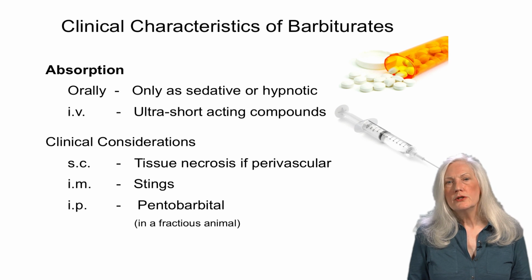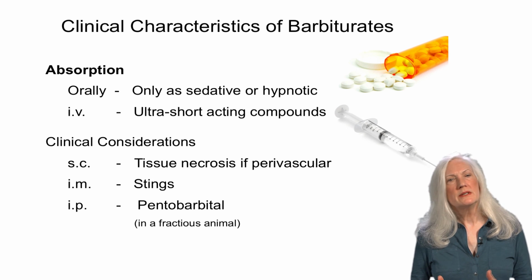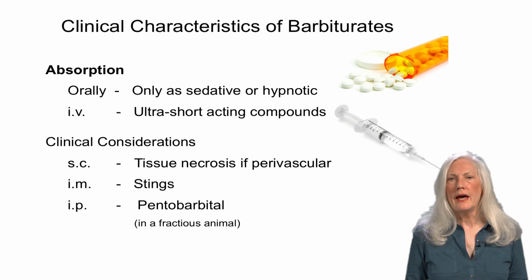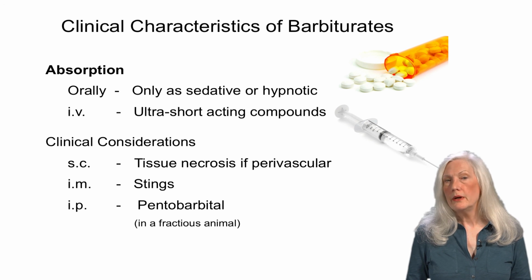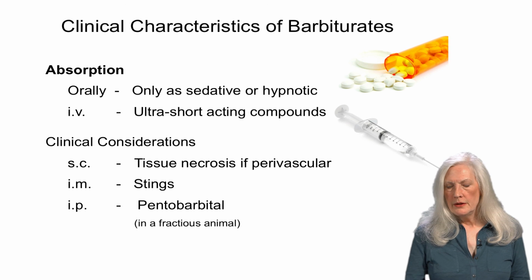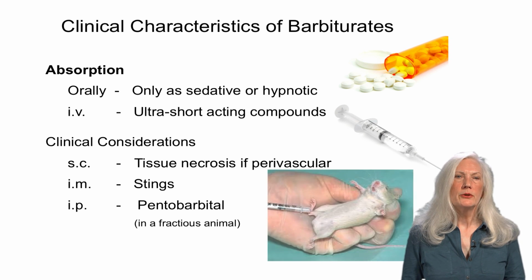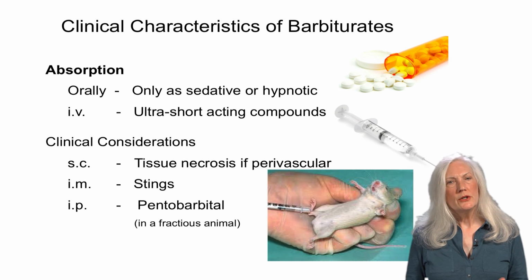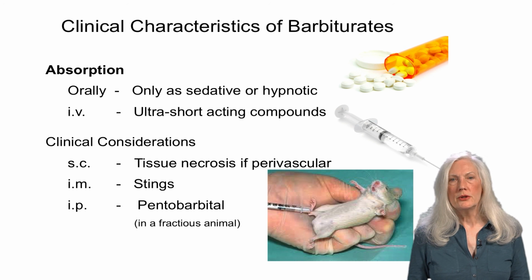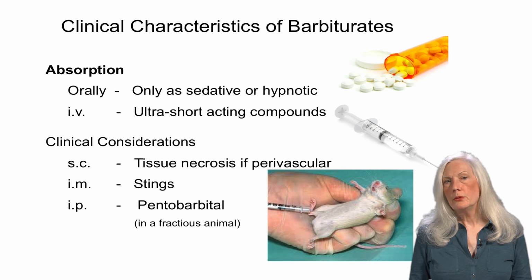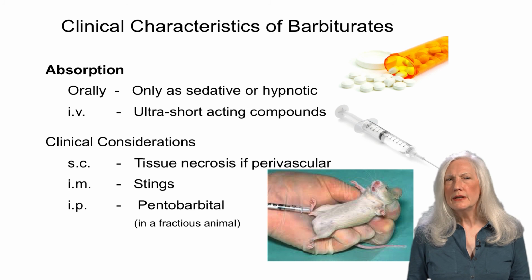But when an IV injection doesn't seem to be safe, for example, in a fractious cat, one approach is to inject the animal intraperitoneally. This approach is frequently used in laboratory animals. Rodents are usually held by the scruff of the neck, as shown here. You can use pentobarbital, a drug that's slightly less caustic than the other barbiturates.